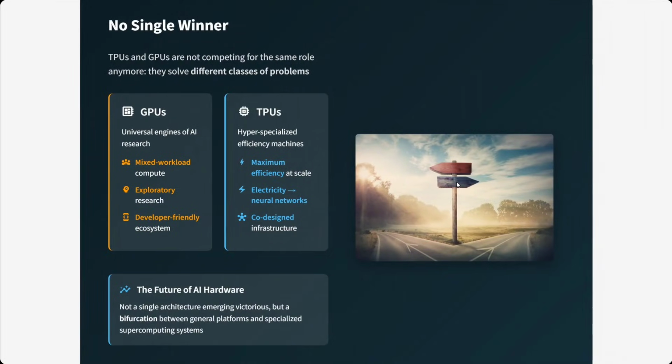No single winner, to be honest. GPUs are universal engines for AI research, can handle mixed workloads, exploratory research, and are developer friendly. TPUs offer maximum efficiency. When it is required, TPU should be your go-to solution. Electricity to neural networks and co-designed infrastructure, highly focused.